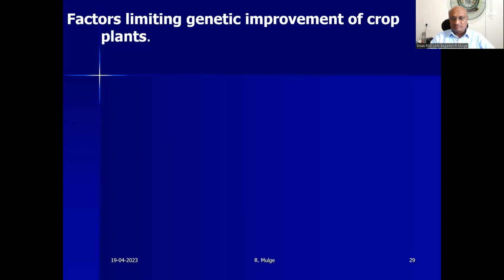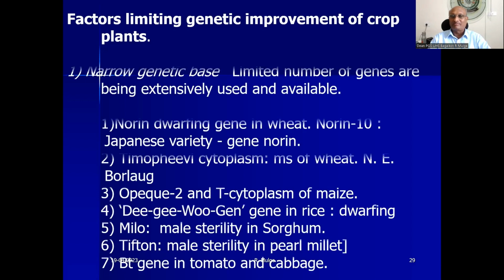Now, just to give some more introductory background on vegetable breeding, today we continue with the factors limiting the genetic improvement of croplands. So before we start, what are the things which are really hindering the progress of this breeding? First and foremost, we should always remember and realize there is a narrow genetic base, meaning a limited number of genes are available and being extensively used. Few genes are there and they are used extensively.